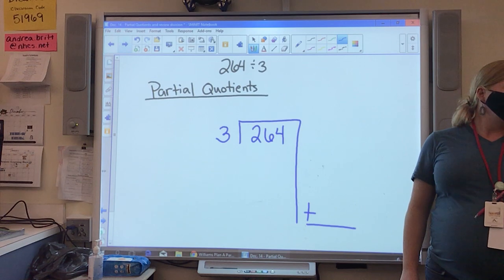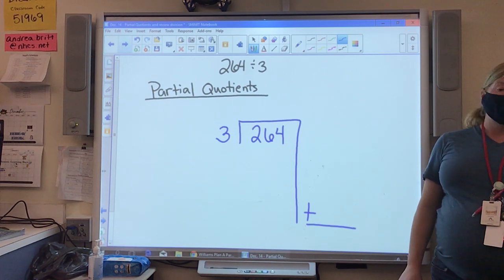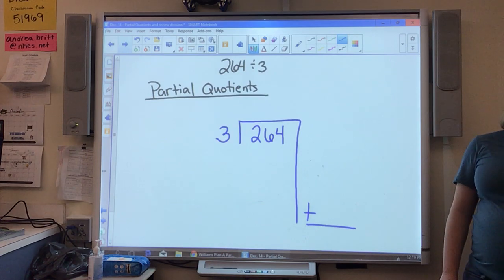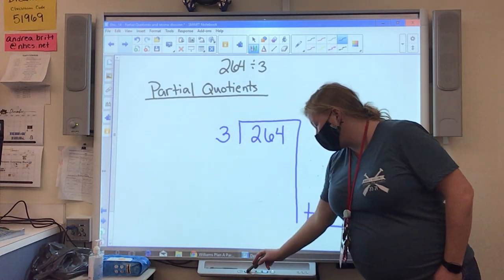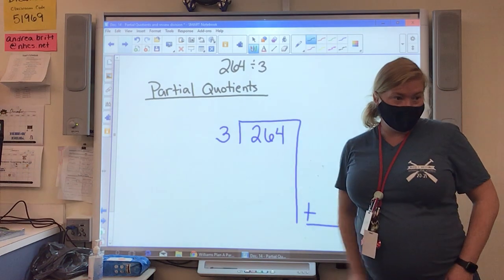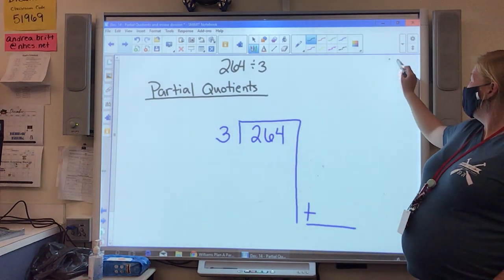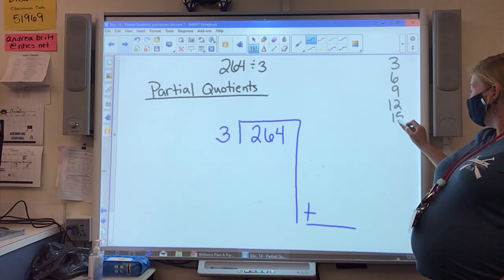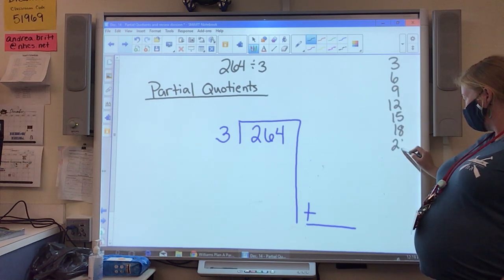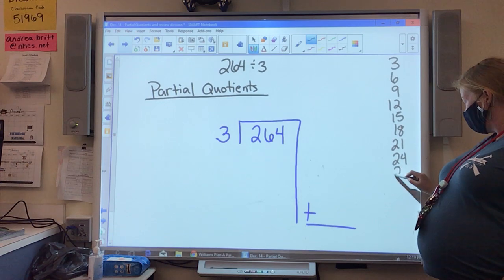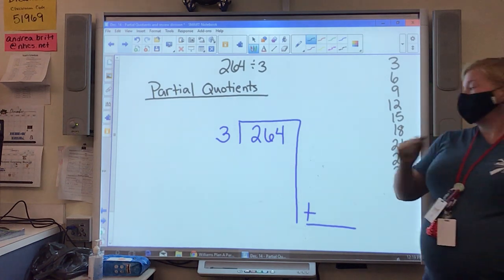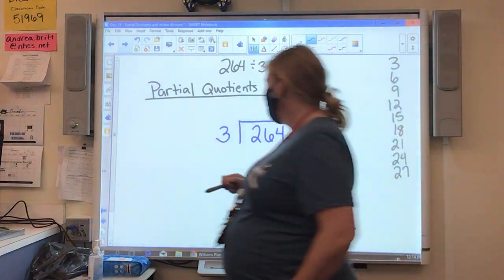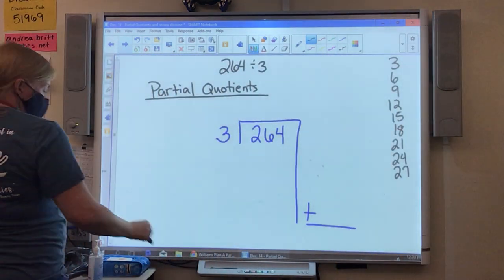But what's going to help us figure this out? I think multiples. Our multiples. I would go ahead and do your multiples to help you each time, especially if you do not know your math facts 100%. 3, 6, 9, 12, 15, 18, 21, 24, 27. We stop once we go past those first two numbers.